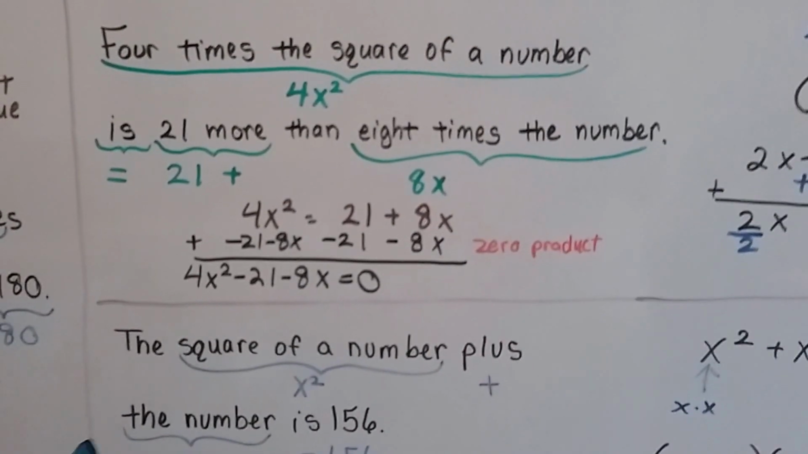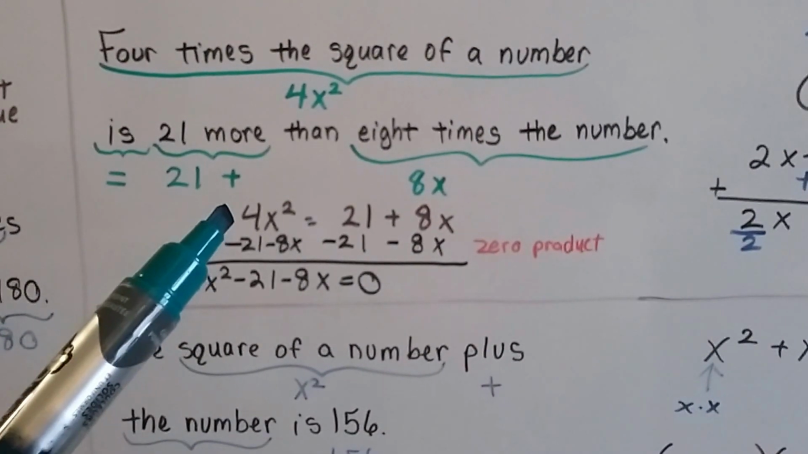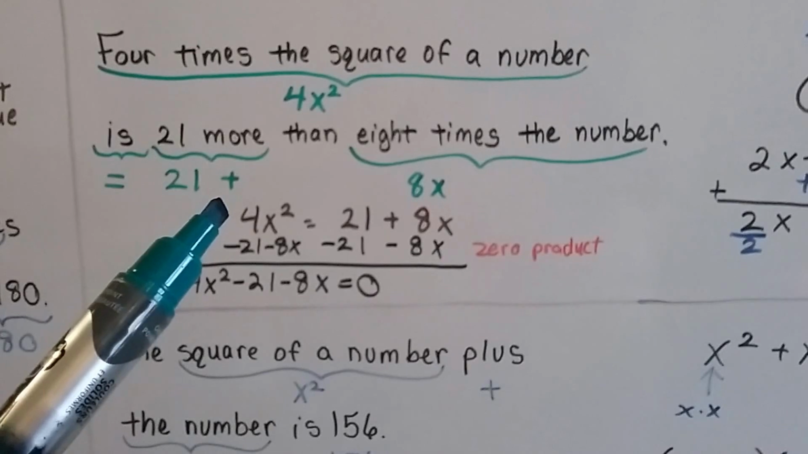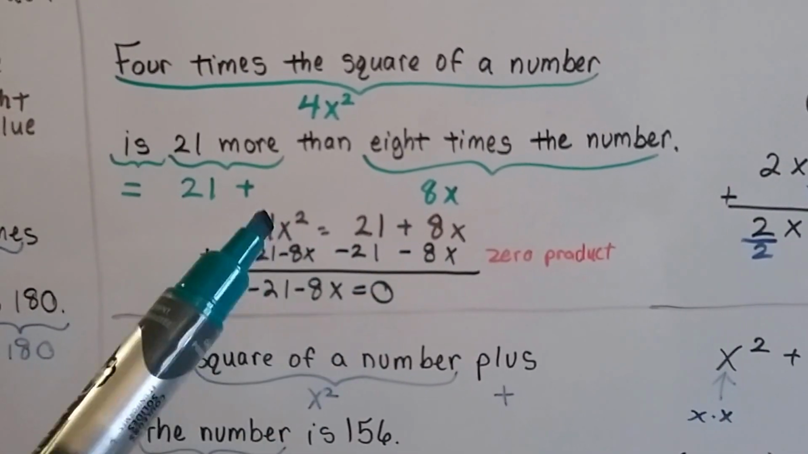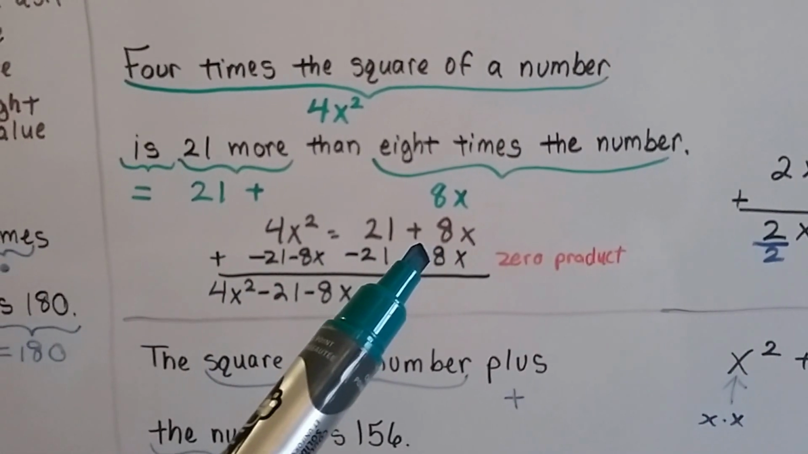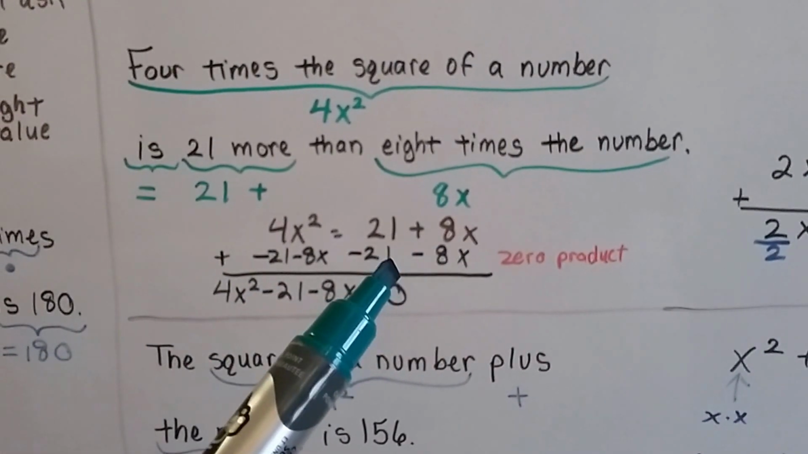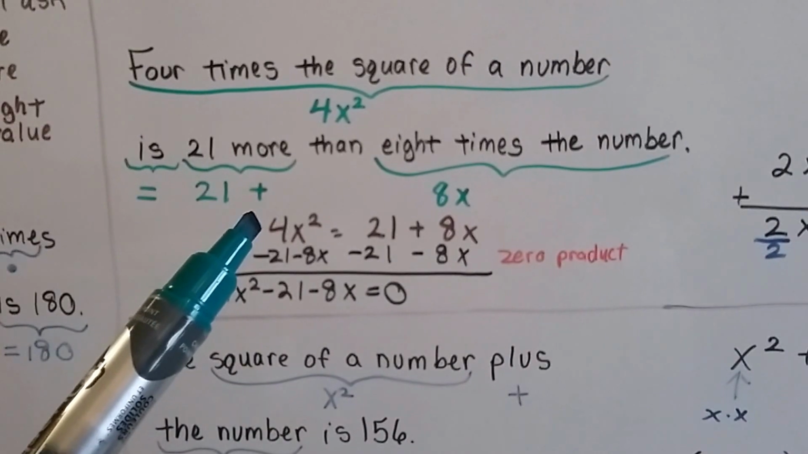Now, we need to set it to equal 0, but I don't want a negative 4x squared. Here's the equal sign. I could add a negative 4x squared to each side of the equation to set it to equal 0, but I don't want a negative 4x squared.